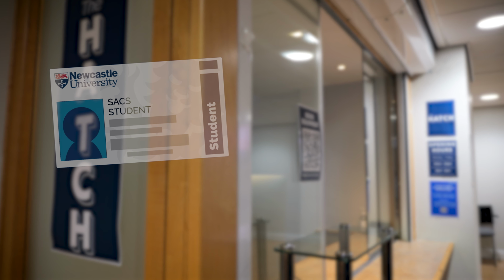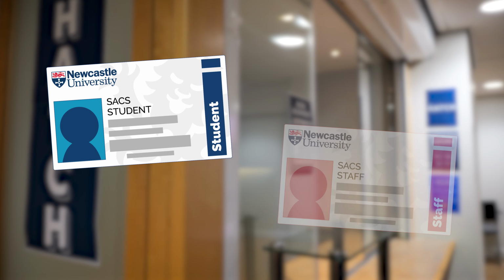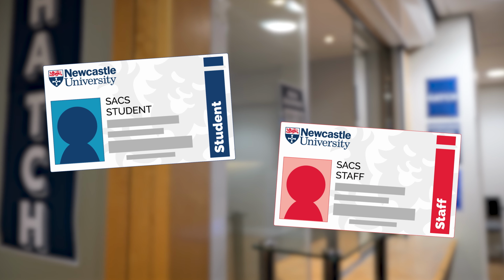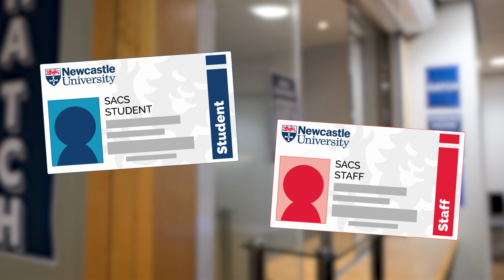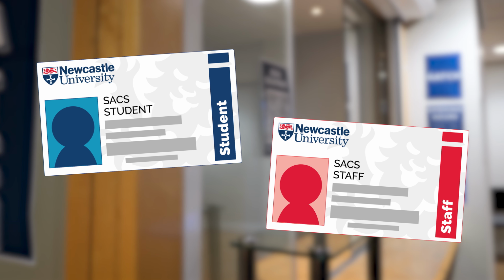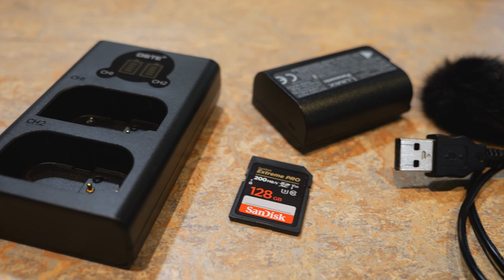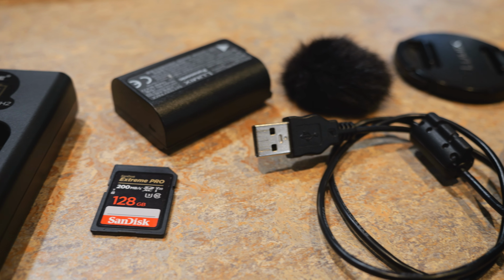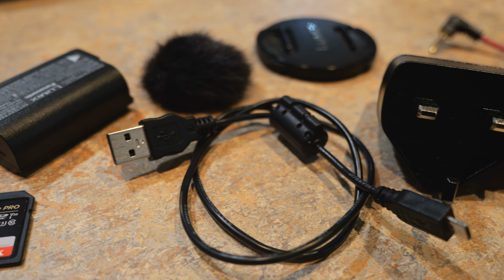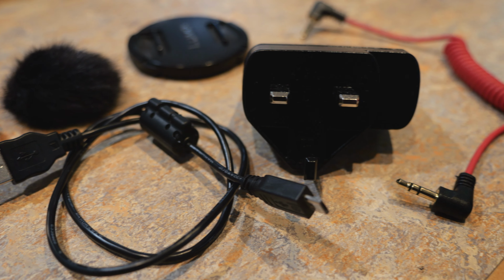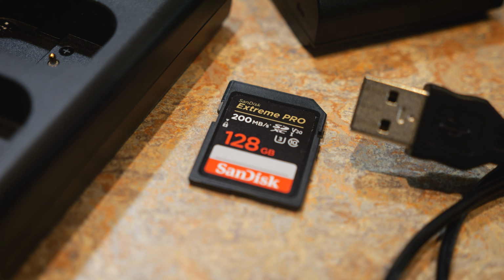Please make certain to bring your university issue smart card with you when you are picking up or dropping off equipment. This is how we verify who you are, and you will not be able to pick up or return items without it. Please make certain that any items are returned with the accessories included, such as SD cards and USB cables. You will not be able to return your equipment if any item is missing.